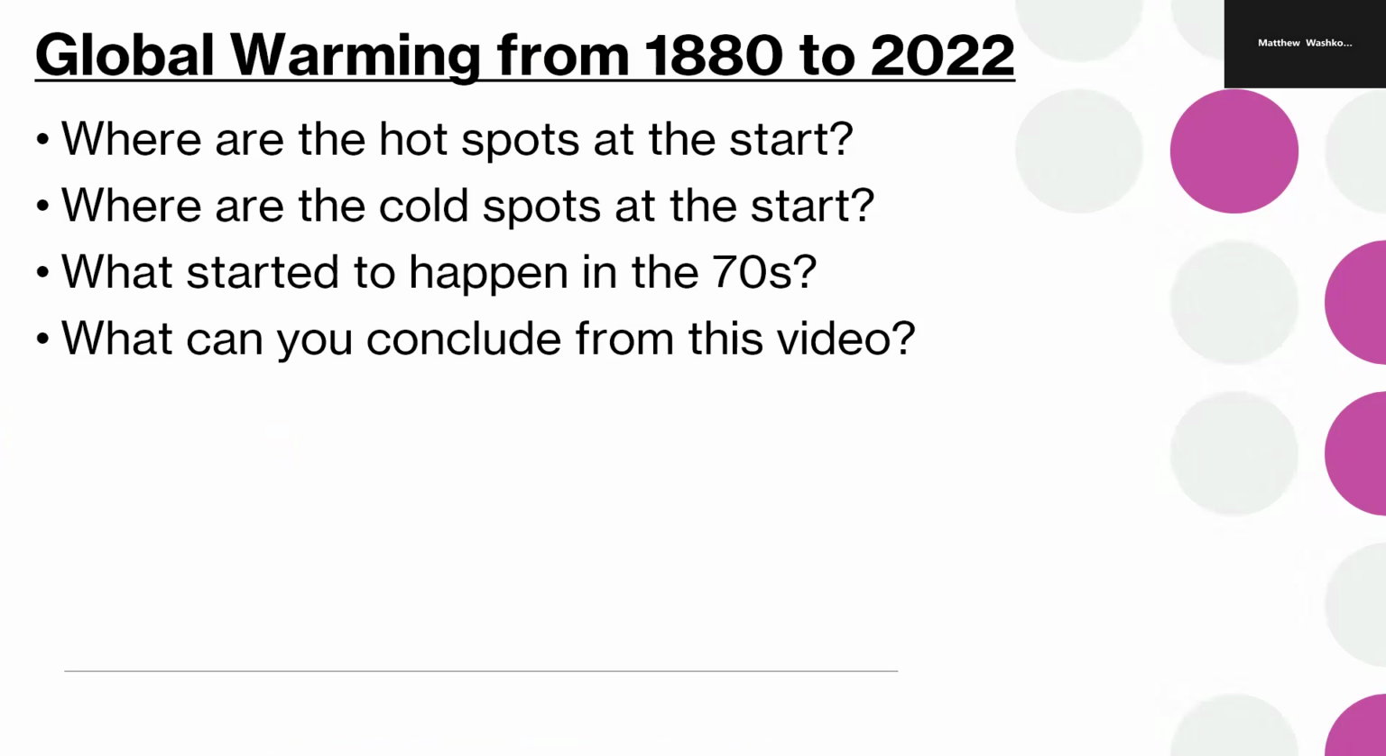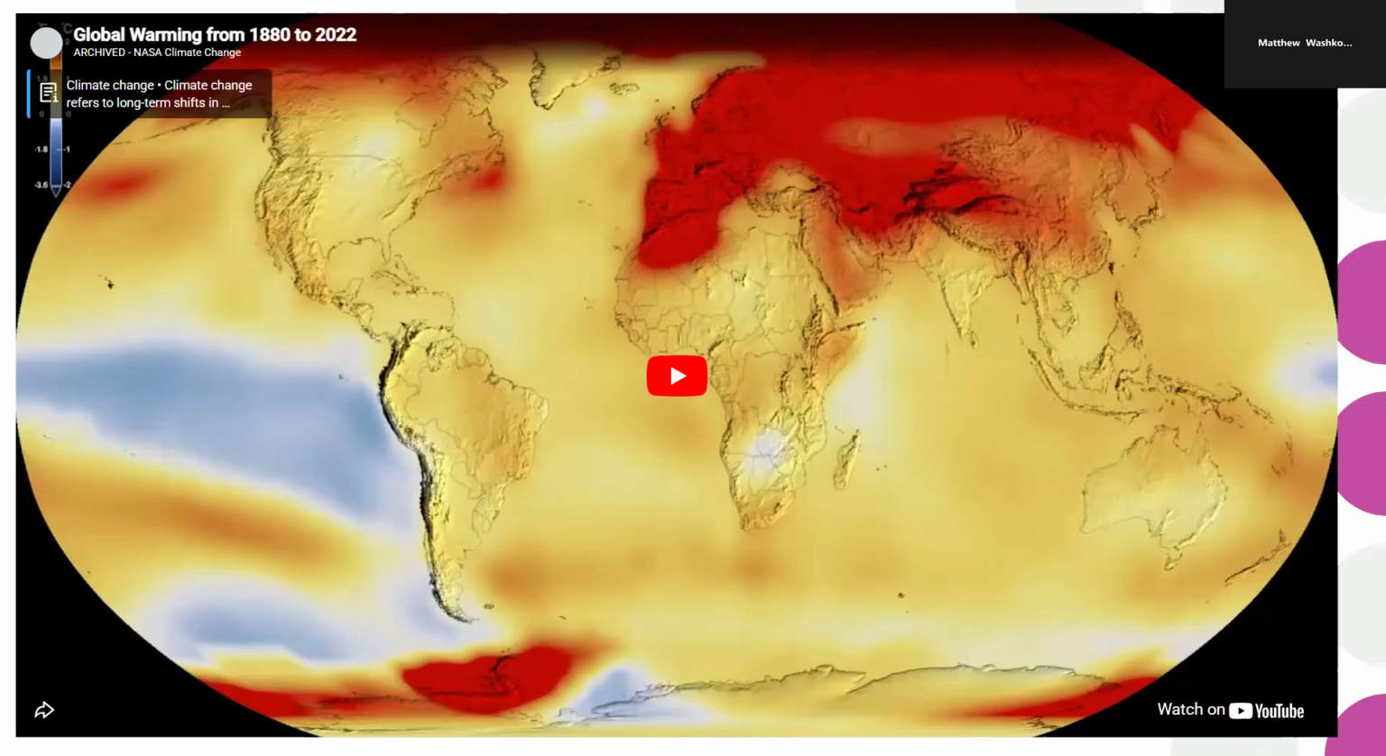So, global warming, if you look at that video, where were the hottest spots at the start? Where were the cold spots at the start? What happened in the 70s? What can you conclude from this video?